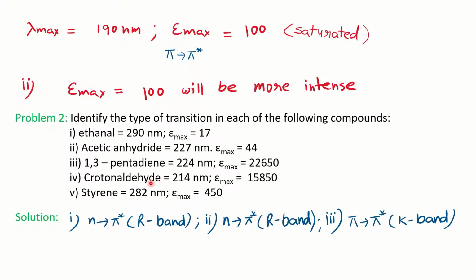Crotonaldehyde, again it is a carbonyl group, and we will focus here. Epsilon max is a high value, means they are not talking about n to pi star transition here.